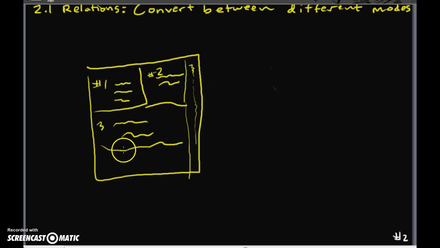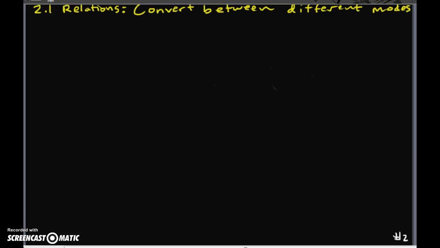You'll find out very fast that the more organized you are, the less you make silly mistakes like forgetting a negative. So let's go ahead and get into the examples today. Very short video.